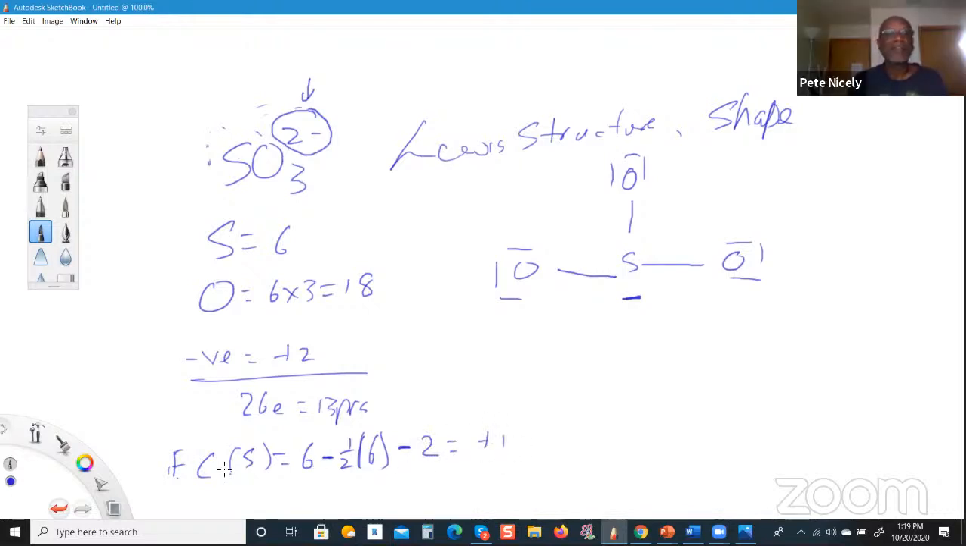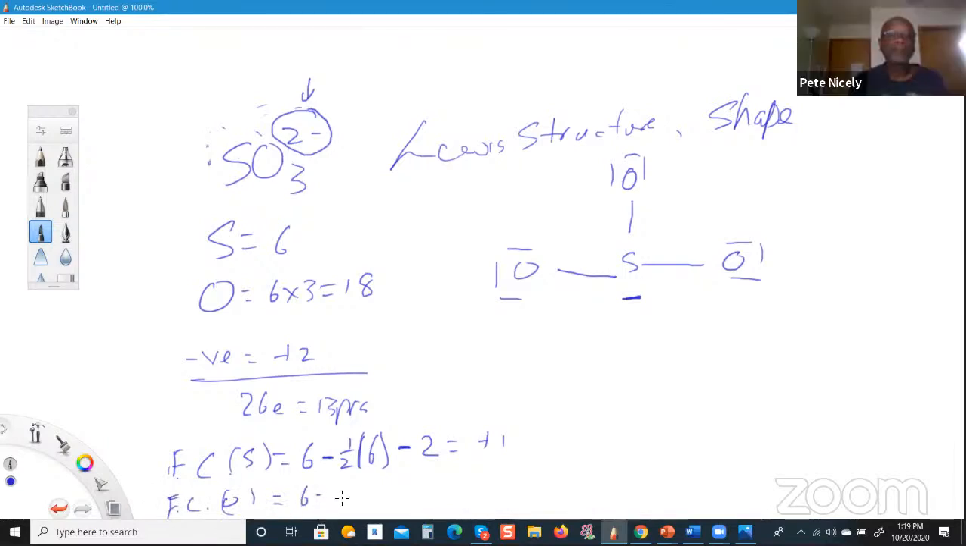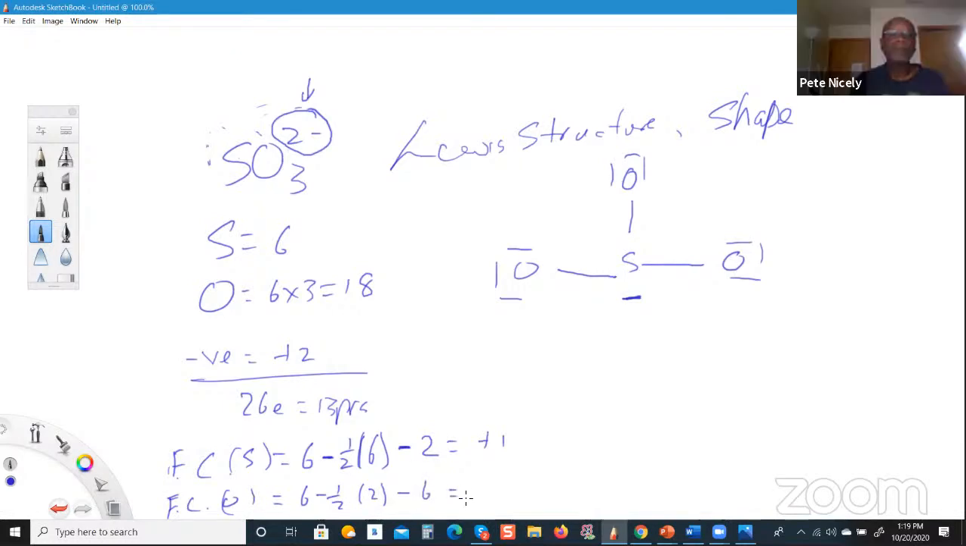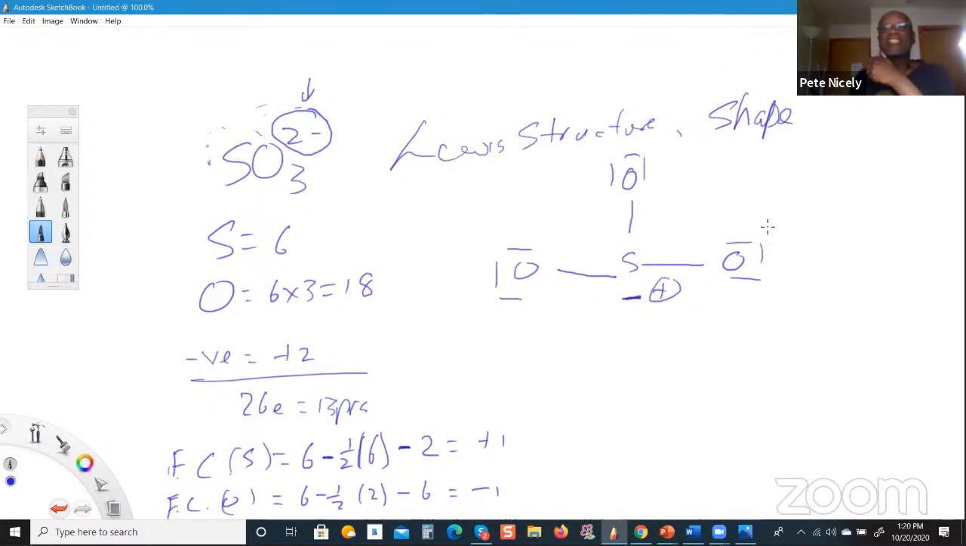+1, very good. And then what about each oxygen atom? For each oxygen atom, group number is 6, minus half of 2 bonding electrons, which is -1, minus the number of non-bonding, which is 6. So -1. Very good. So therefore, the sulfur would have +1, and each oxygen will have a -1 formal charge. What's the next step?